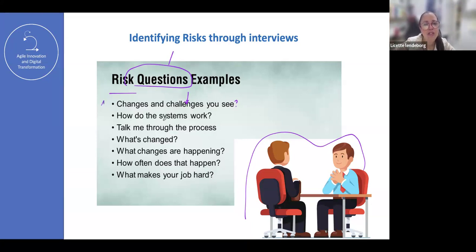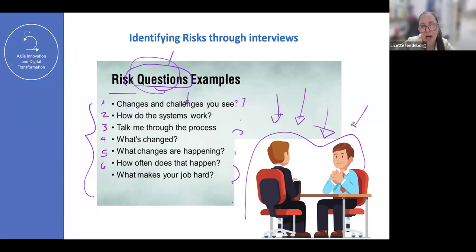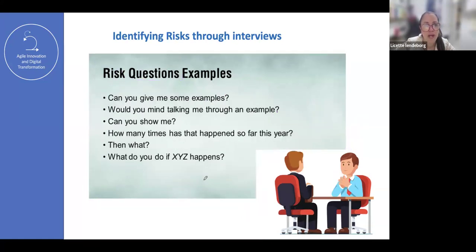All right. How does the system work? That is another question. Those are recommendations. Talk me through the process. That's another question. What's changed? What changes are happening? How often does that happen? Those are popular questions that you need to ask your cross-functional teams, stakeholders, investors, customers. Number 7 here: what makes your job hard?